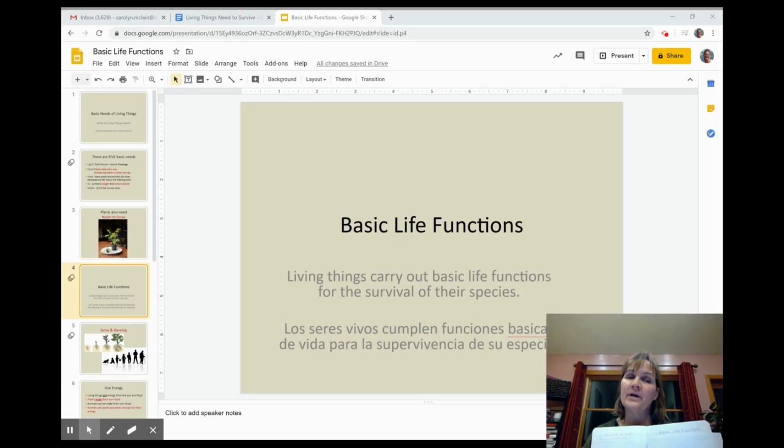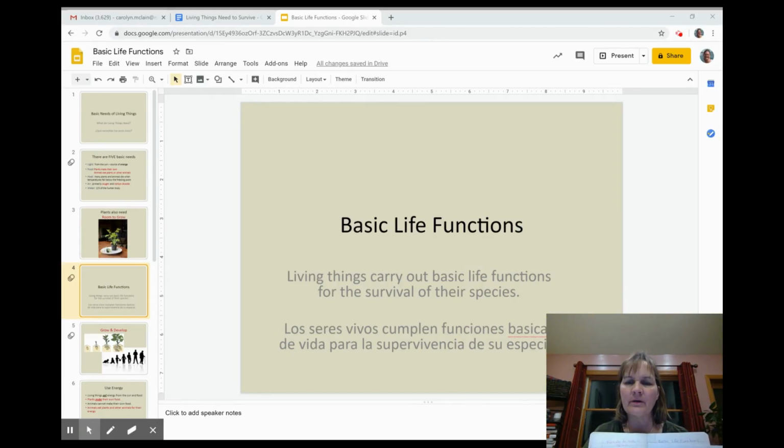Okay, guys, so we're on a new page in our notebook. I would like this on the right-hand side. So you should have already finished this other page and put information underneath. Okay, but now we're on a new page, and the heading is Basic Life Functions.